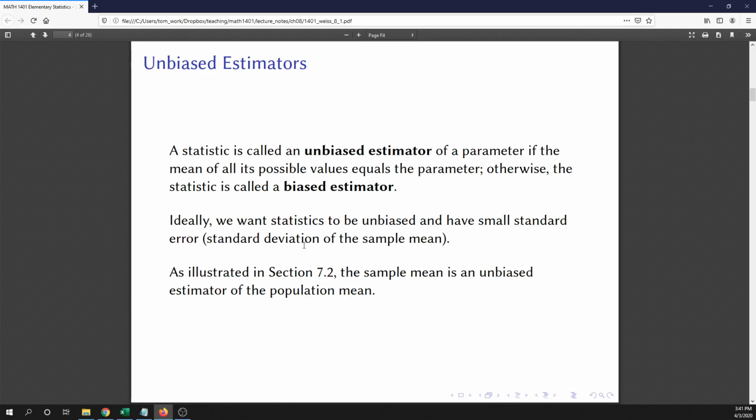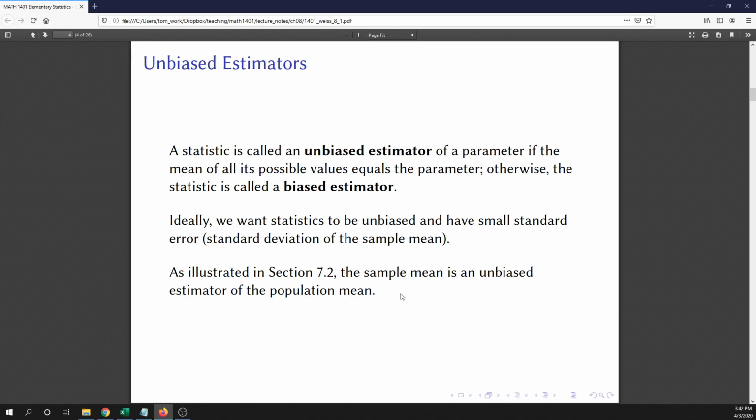And ideally, what we want is for the statistics that we use to estimate the population parameters to be unbiased. In other words, if you take all of their means, it comes out to be the mean of all possible values, the same as the population parameter. And we also would like it to have a small standard error. By standard error, they're talking about the standard deviation of the statistic. I have sample mean here, but it also applies to any other sample statistic that you have.